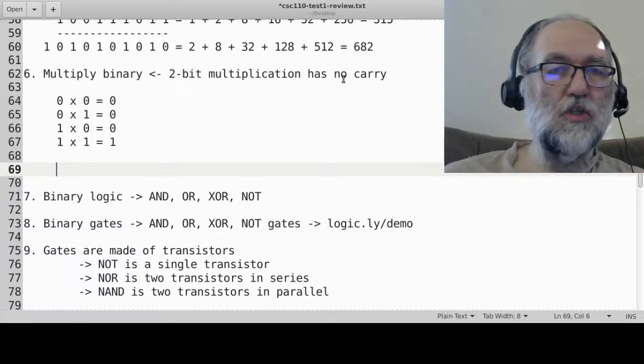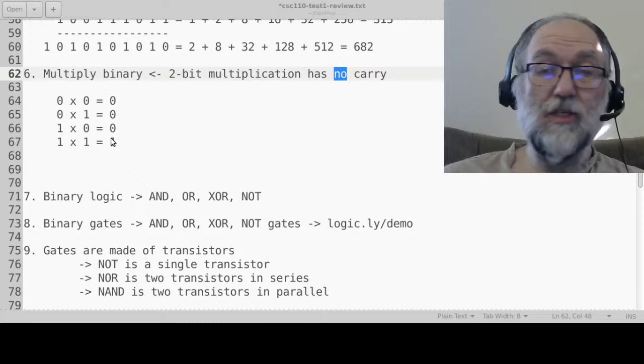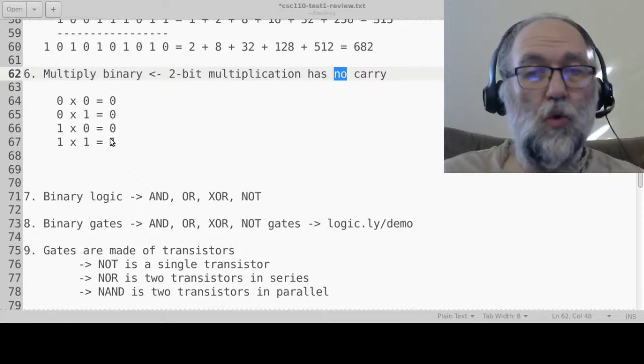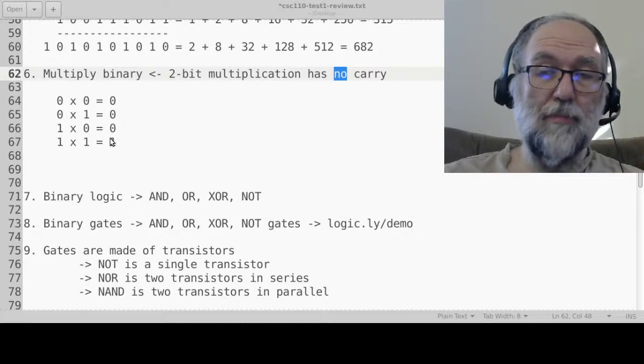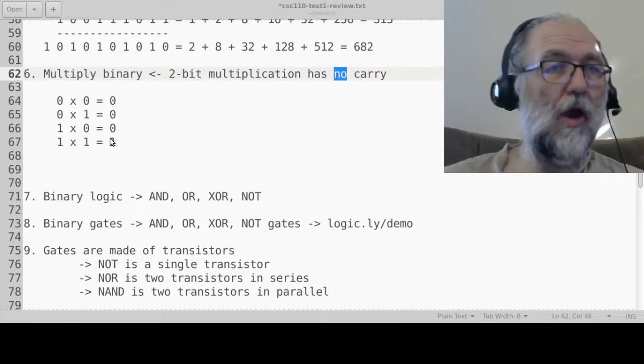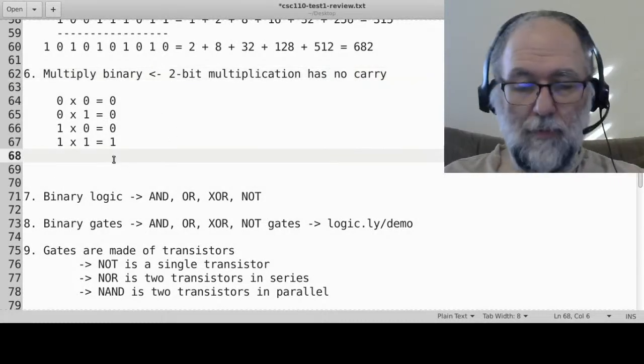There's multiplication. There is no carry. That's the point. There's no carry. You'll notice that is the total answer. You don't even want to write in the carry, but if you were to write in the carry, it'd be 0. So actually, 2-bit multiplication is easier than 2-bit addition. Anyhow, let's do a long multiplication.